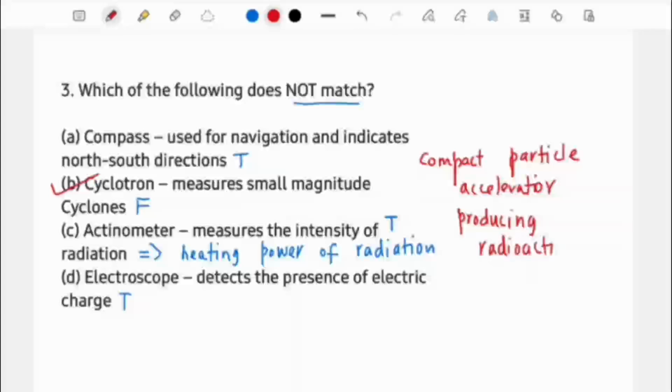Alright, radioactive isotopes which are used in the imaging procedures. For example, what we call radioactive imaging, and it is used in imaging techniques.